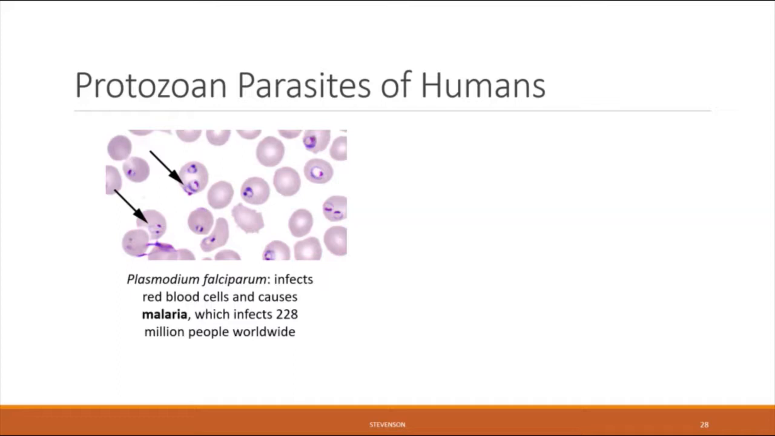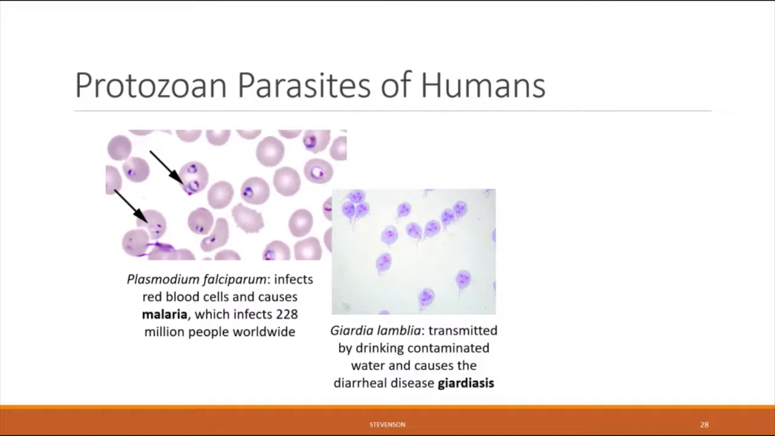Another protozoan parasite that you may have heard of is Giardia lamblia. This is actually the most common intestinal parasite in the United States. It's transmitted by drinking contaminated water, and the resulting diarrheal disease is referred to as giardiasis. This is not something you want to get. My cat had giardiasis, and it was just a nasty situation to deal with.